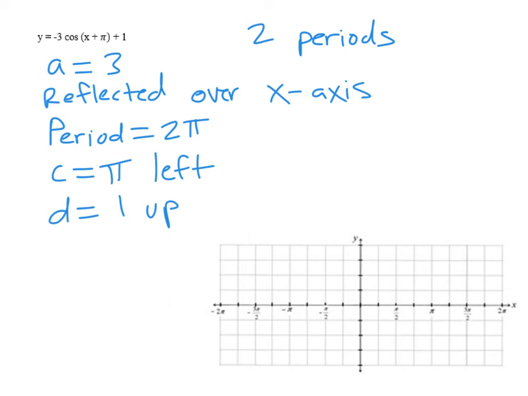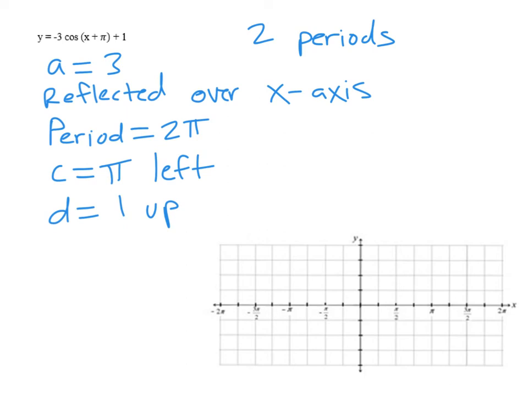Amplitude has been stretched out by 3. You do have a reflection. Shifted pi to the left, shifted up 1. It's kind of the most going on that we've seen in terms of shifting and stretching this cosine curve. Now, with all that going on, a great little question to quiz yourself to see how you're doing: what should we start with? Address it in the very first page. What should we start with?